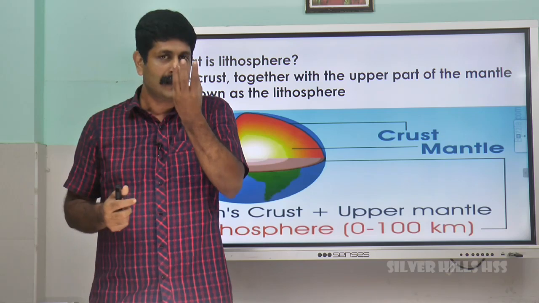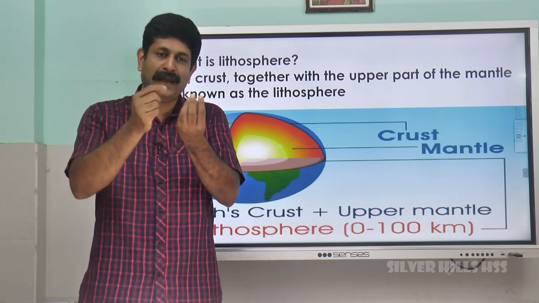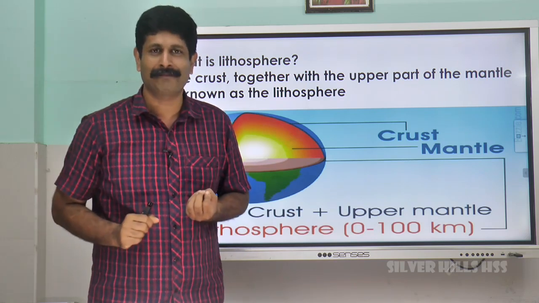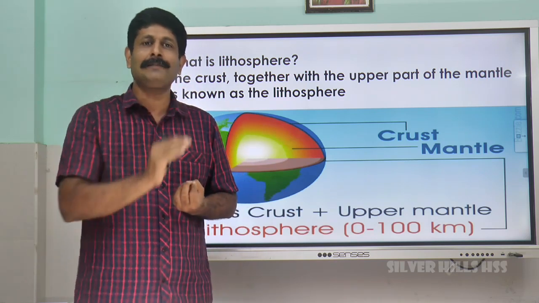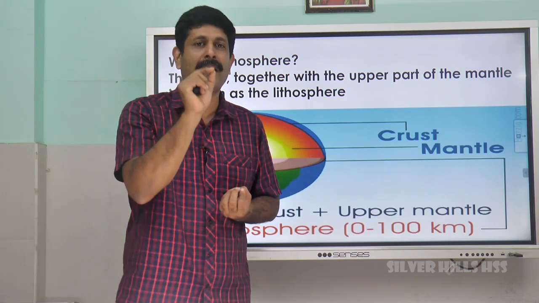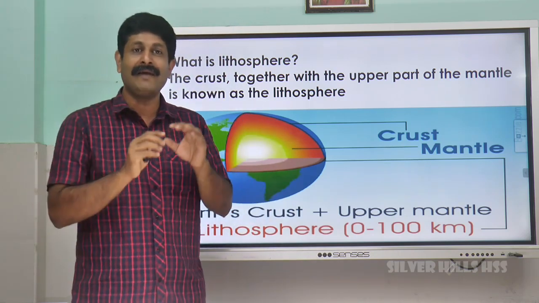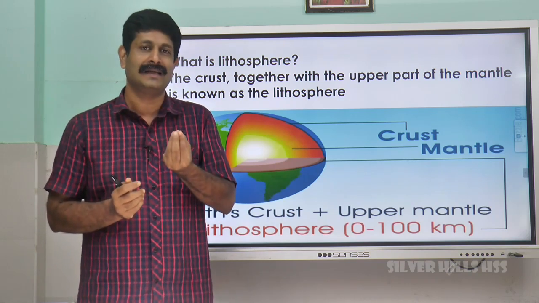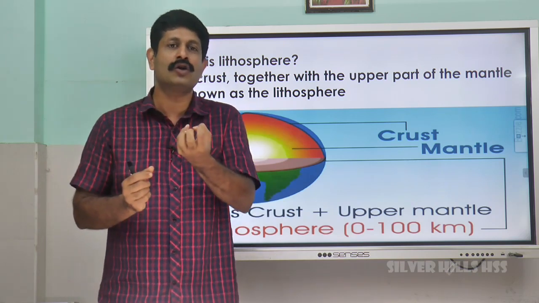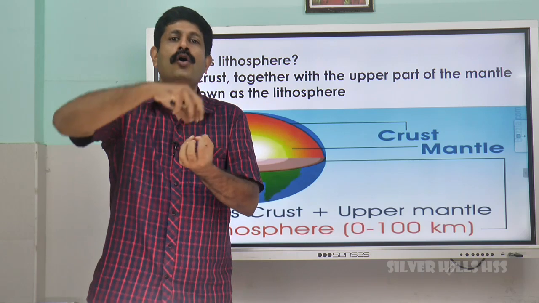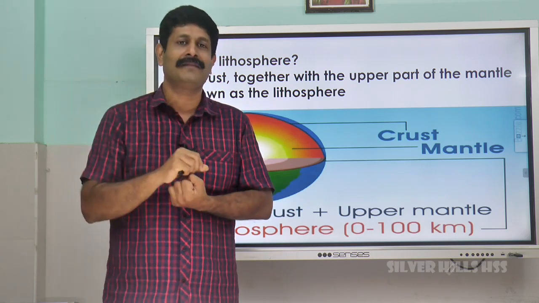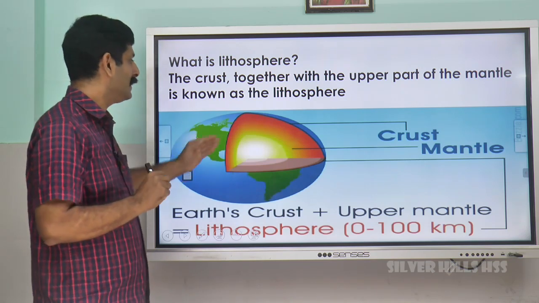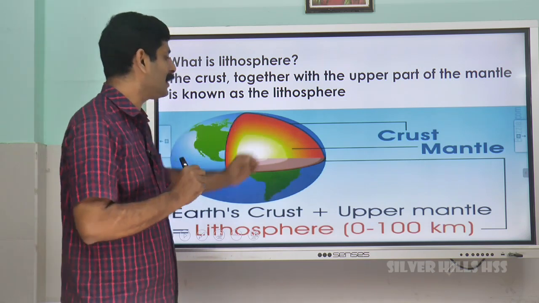Like an egg, we can peel it off. Then we can see the first one, the shell. The next part, the white part, is the membrane. And we have a yolk, the nucleus. Likewise, the earth also has its own structure. The first one we call the crust, then the mantle and the core.